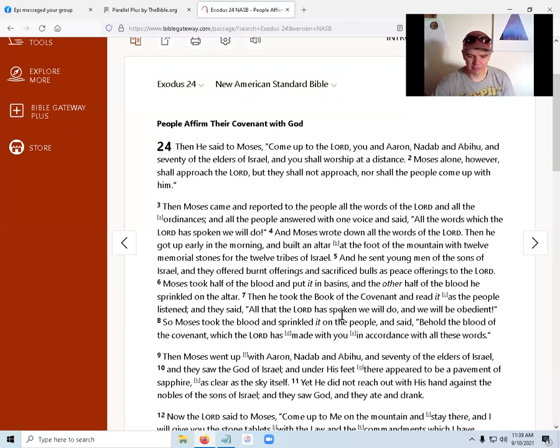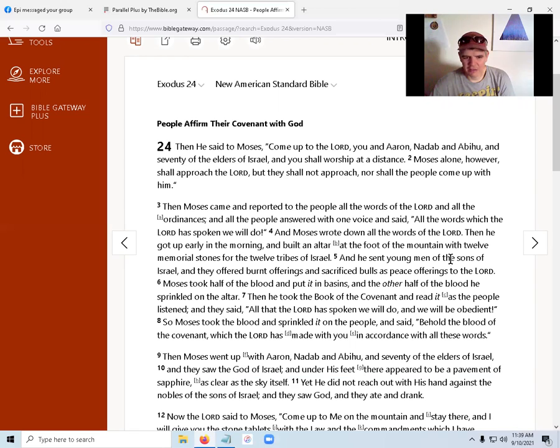I thought the next Bible story was something else, actually. So, hey, look at this. Come up to the Lord, you, Aaron, Nadab, and Abihu. They shall not approach, nor shall the people come up, Moses alone. Now I'm reading it out of order. Then Moses came to the people right after God said, hey, come up here. All the people said, we'll do what you say.